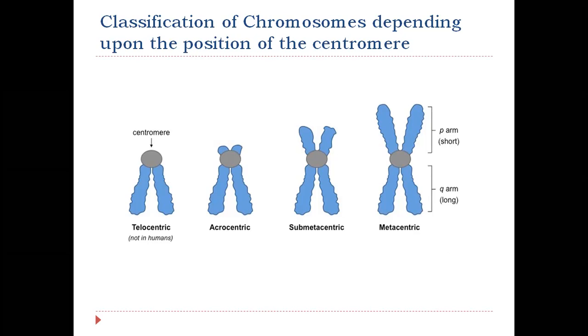Then the acrocentric chromosomes, they have a rod shape, and the centromere is towards one end. So the chromosome has a very short arm and a very long arm. And then the telocentric chromosomes, they have a rod-shaped chromosome with the centromere at one end of it. And these just have one long arm instead of the long and short arms.